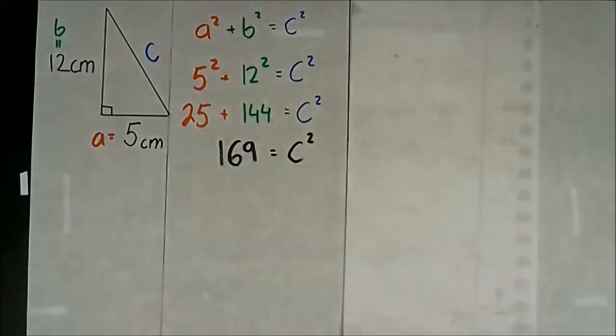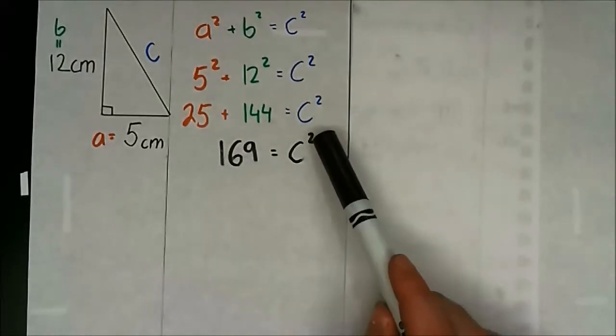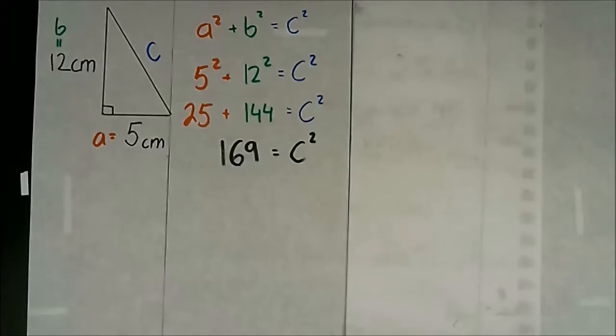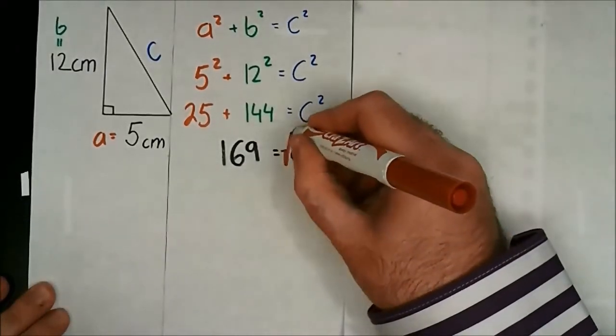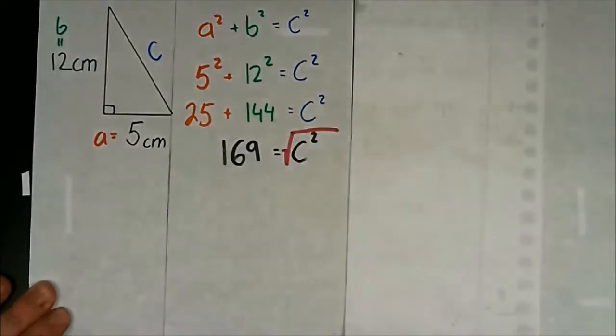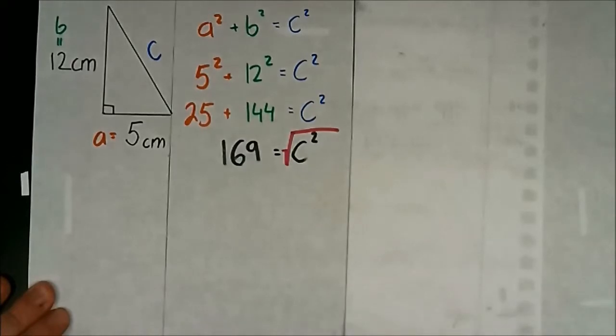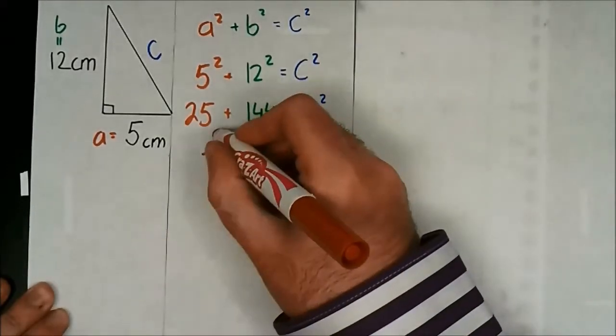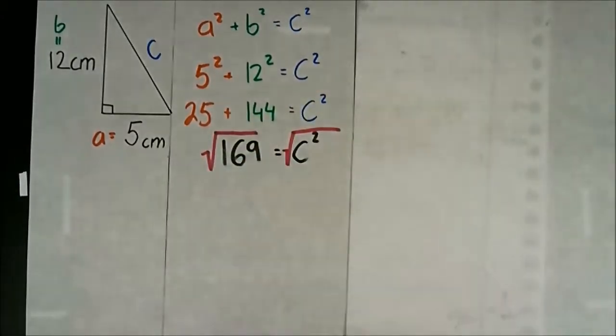Now I know what C squared is, but I don't know what C is. How can I isolate the C? How can I get rid of this power of 2? If you said take the C to the second power under a radical, I would agree with you. There we go. I don't have to write the 2 there because, again, a standard radical is automatically of the second power. And of course I have to do it to the other side as well. Can't leave one side done and the other one undone.